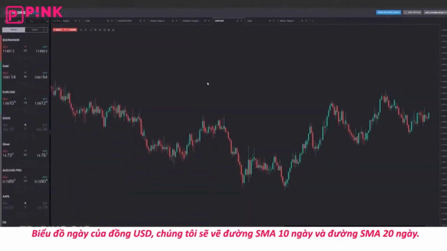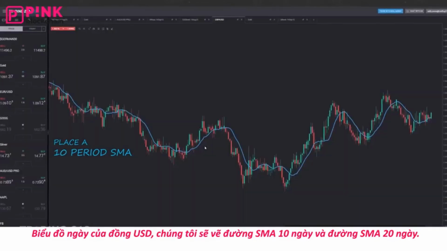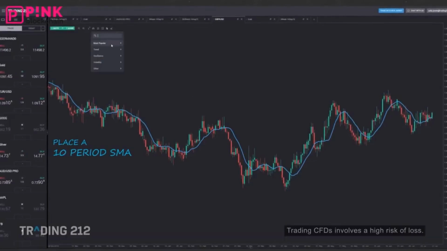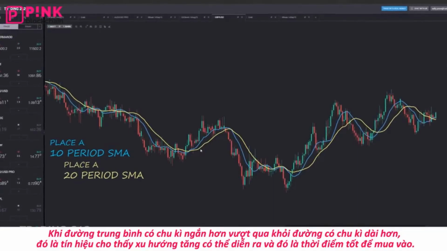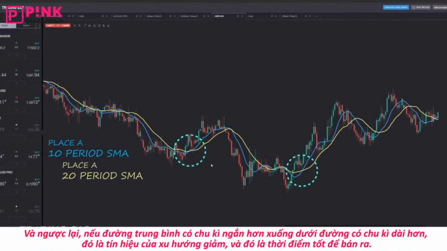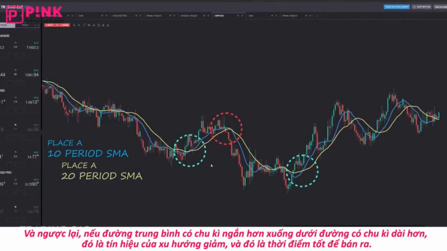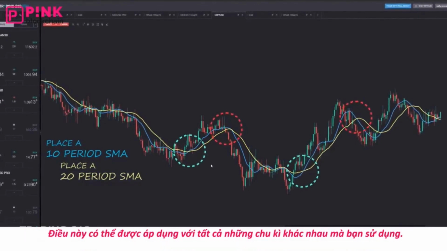On a daily chart for the pound US dollar, we will now place a 10-period simple moving average and a 20-period simple moving average. When a shorter period moving average crosses above a longer period moving average, it can signal that the trend is changing direction to the upside and it may be a good time to buy. When a shorter period moving average crosses below a longer period moving average, this is considered bearish, a signal that the trend may be changing towards the downside and it may be a good time to sell. No matter which two time periods you use, this principle will remain the same.